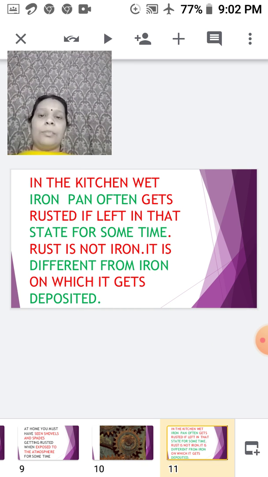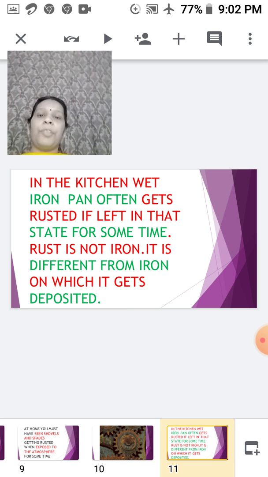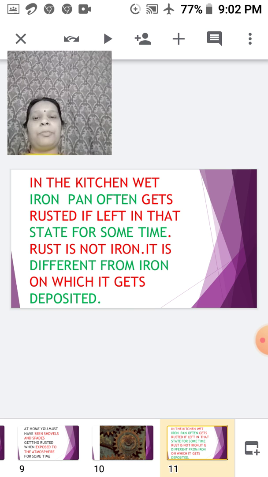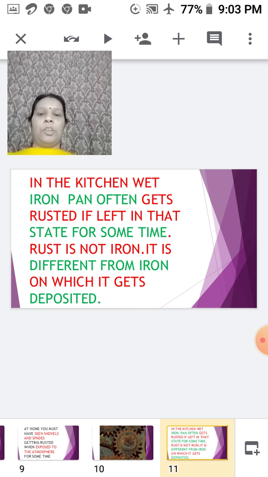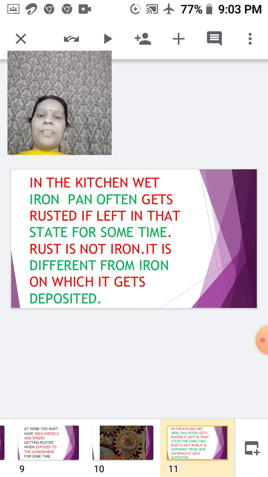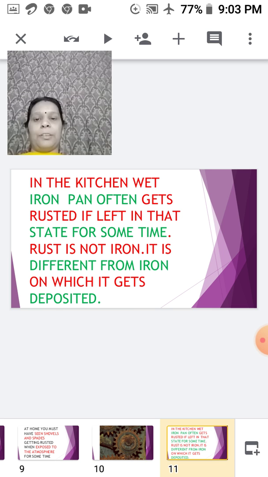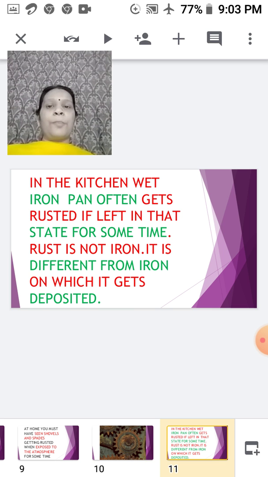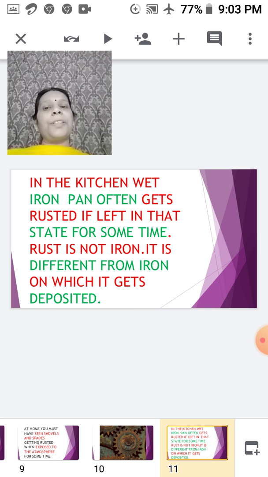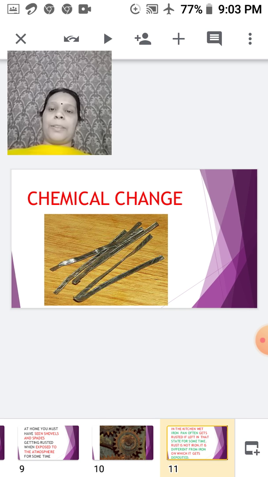In the kitchen, you have your wet iron pan, which often gets rusted if it is left for a long time, or if it is not used for a longer time. So rust is not iron, it is different from the iron on which it gets deposited. So rust is different, iron is different. Iron is a metal on which this rusting takes place.